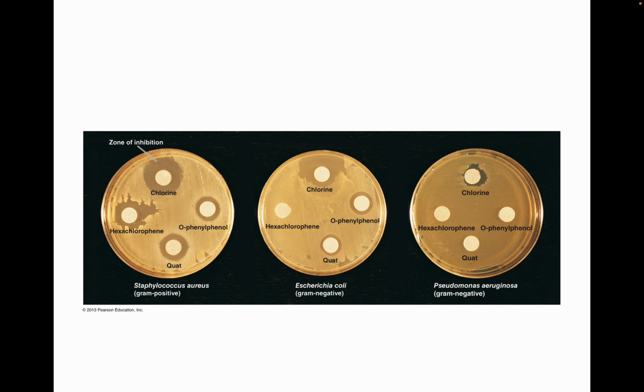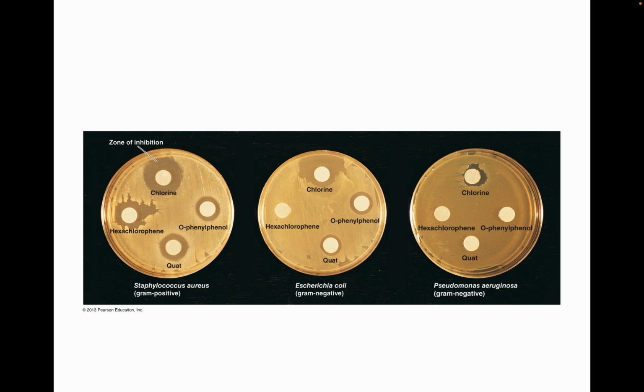If you look at phenol at 3 o'clock, we see zones of inhibition for Staph aureus and E. coli, but around Pseudomonas, there's hardly any zone of inhibition at all. At 6 o'clock, there's a quat microbicide, and we see a large zone of inhibition for the gram-positive bacteria, a small zone of inhibition for the E. coli, and again, I don't think there's anything around the other gram-negative.